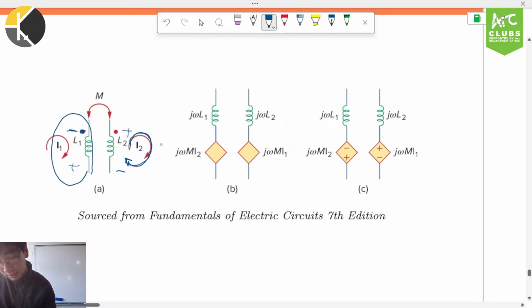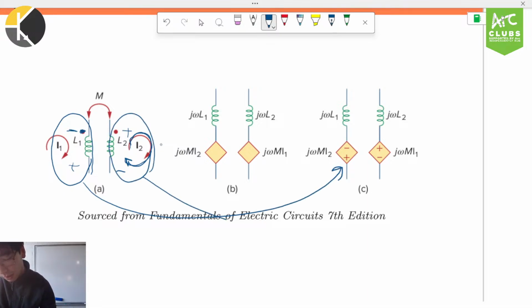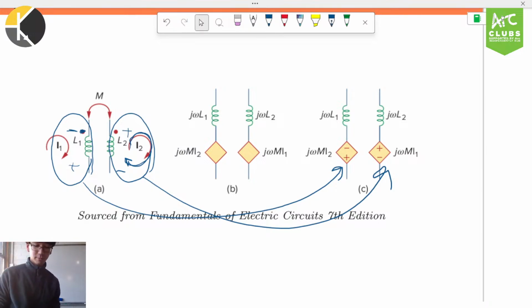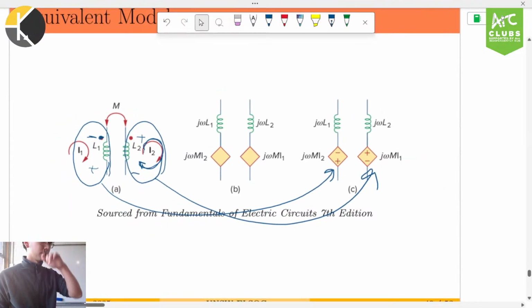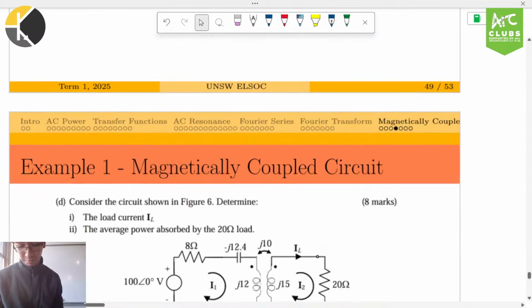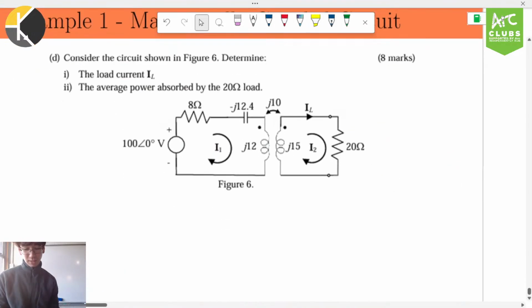And then we can see that these polarities translate directly to the polarities of these dependent voltage sources that we've added in. Cool. And then from that point again, we just do our KVL equations to solve without having to think about which terminal is dotted and which is not. Cool. Jumping into a question.